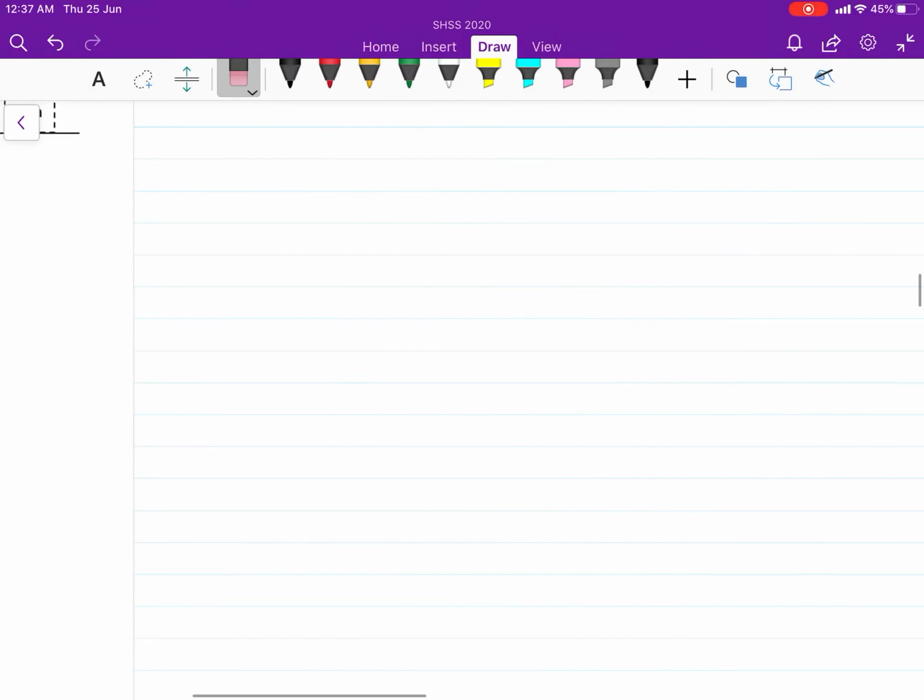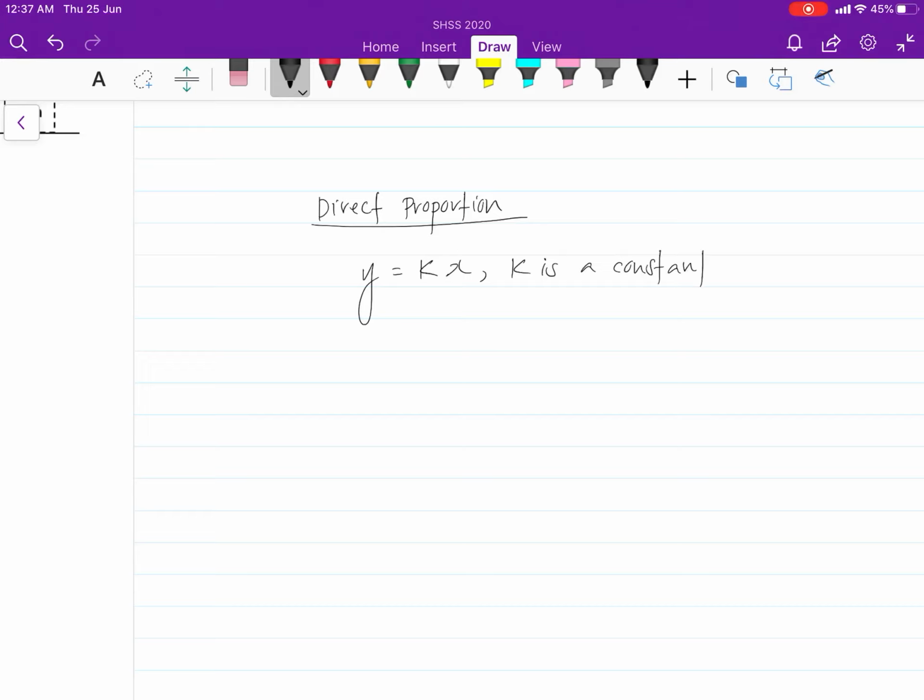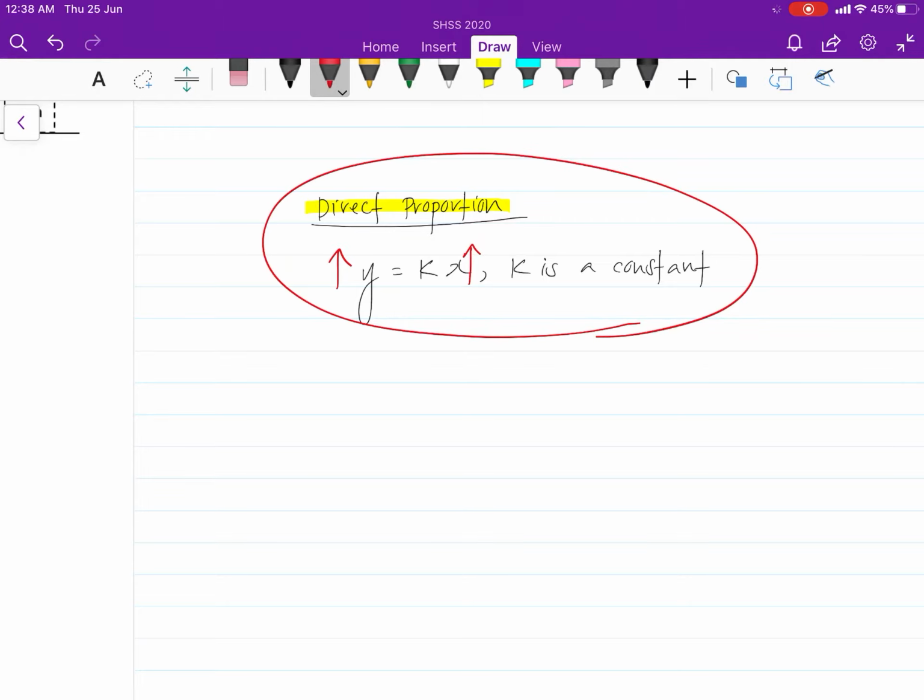Before I continue on that, let's do some recap on direct proportion. So what is direct proportion? Direct proportion is the formula y equals k times x, where k is a constant. When y increases, x will increase as well. That is direct proportion. When y decreases, x also decreases. So this is the formula that you got to remember and you got to know it.